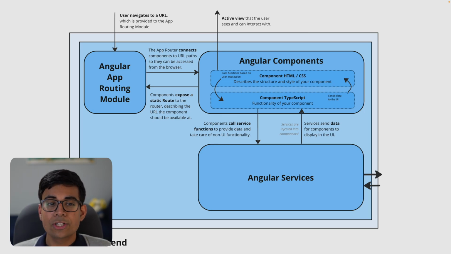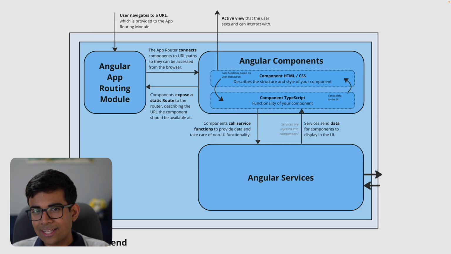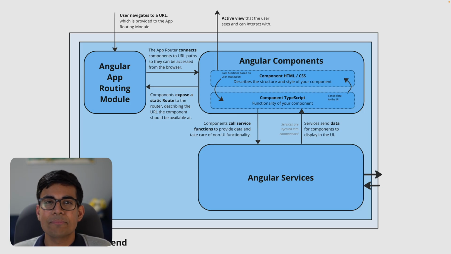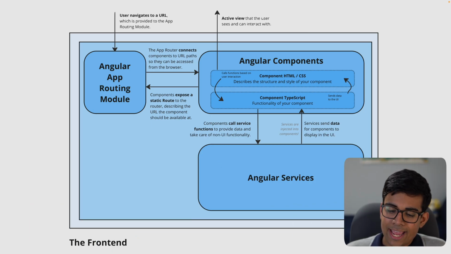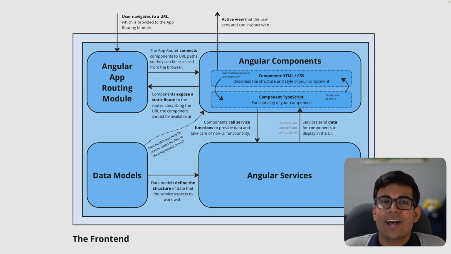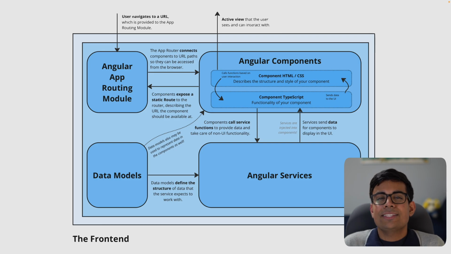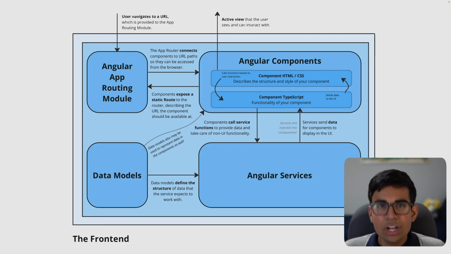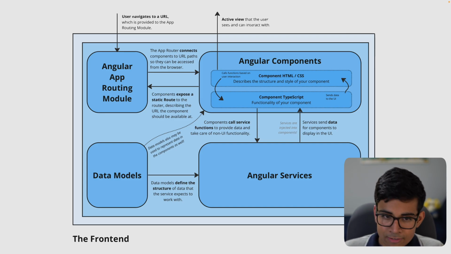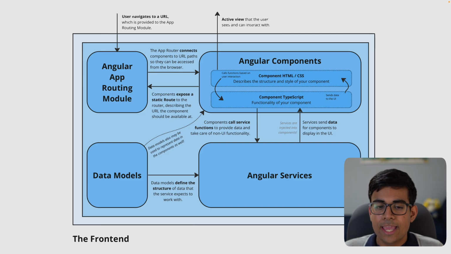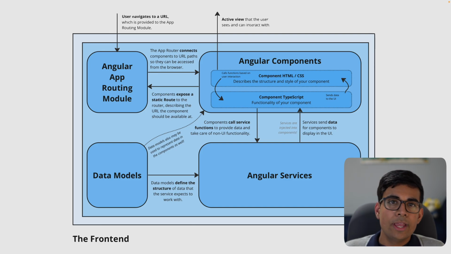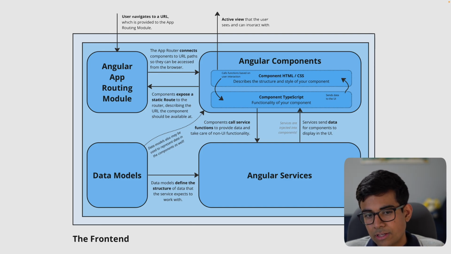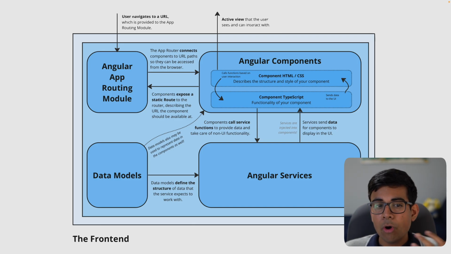And so we've added services, but you notice that there's a little spot in the bottom left where we can add something to our diagram. And the last thing I'm going to add is our data models. This is the interface that we created to represent our organization data. And as you can see, our models define the structure of the data that our services, as well as our components, expect to work with. And so it's really important that you understand how all of these pieces connect together.